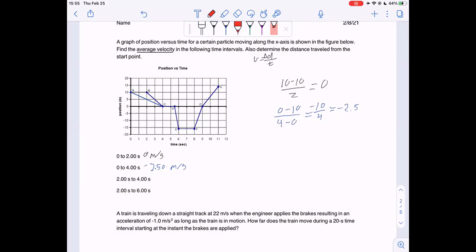Next, from 2 to 4 seconds, our final location was 0. Our initial was 10. Final time was 4. Initial time was 2, giving us negative 10 over 2, giving us what for our speed? Negative 5.